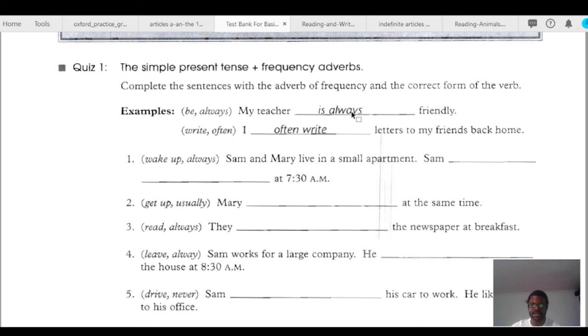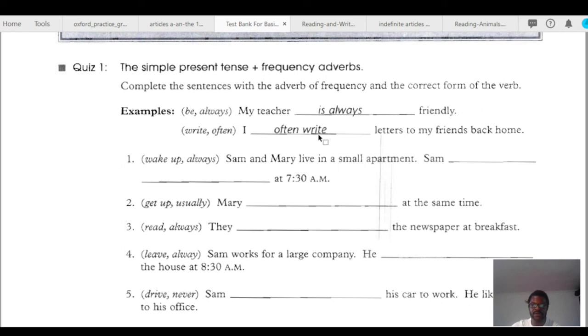So, my teacher is always friendly. See here, if we're not saying my teacher, you have to put the pronoun here, which is going to be he. That's why we use, which is a singular noun, you have to use the singular verb is, friendly.